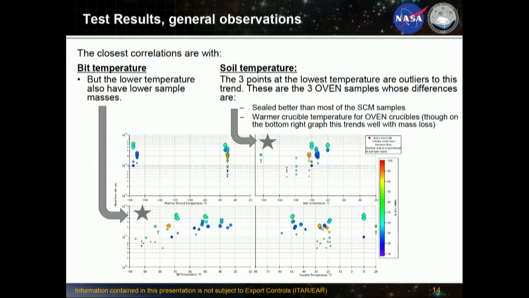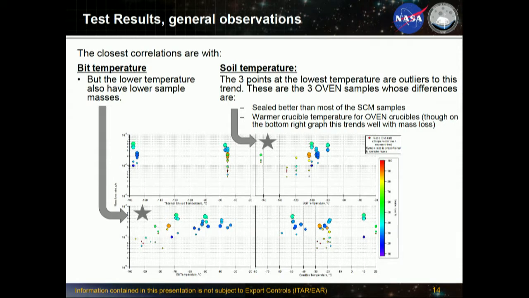So if I'm fishing for trends here, the two that I'm seeing are the drill bit temperature, where there's a slight trend with higher temperature of the drill bit corresponding to slightly higher mass loss rate. However, that's somewhat convoluted because it just so happens that the lower temperatures are also the smaller sample sizes. But soil temperature does seem to be a clear trend, with the warmer soil temperatures corresponding to a higher mass loss rate.